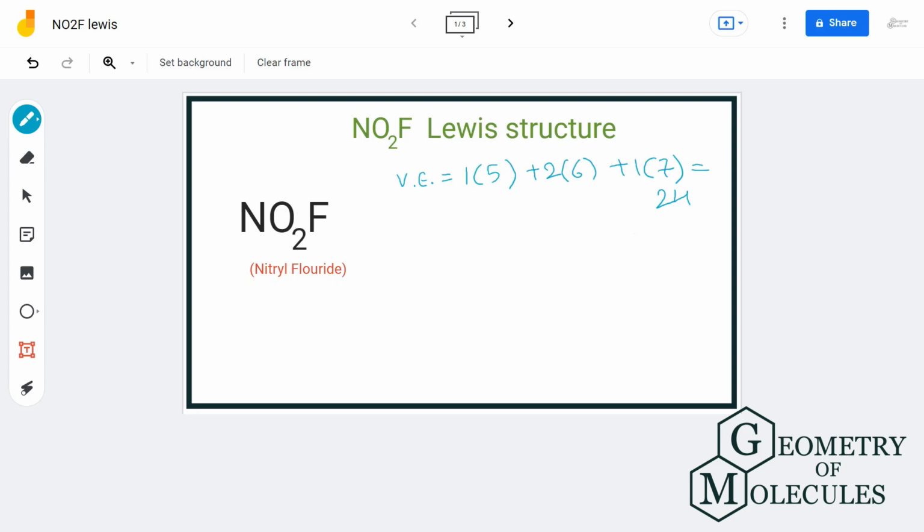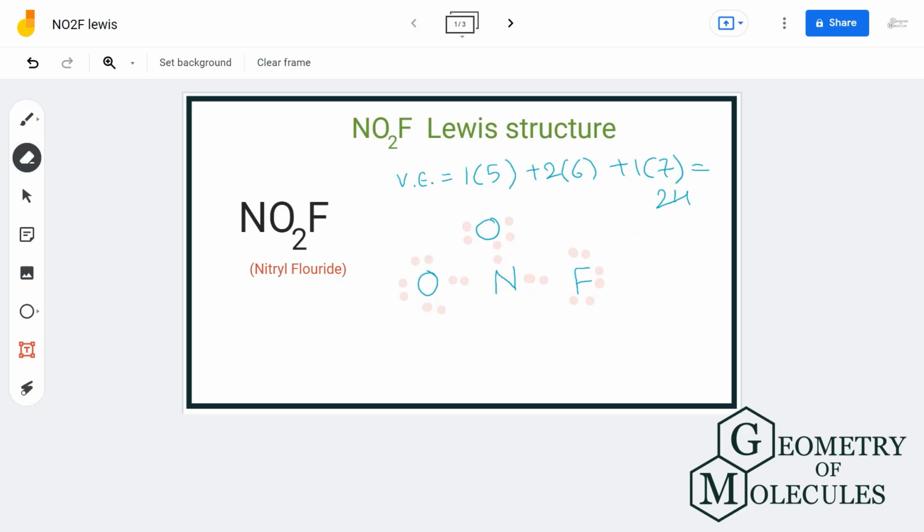For the arrangement of atoms, we will place the nitrogen atom in the center and attach the oxygen and fluorine atoms to it. Now we will place an electron pair in between each atom for bond formation. Now the oxygen and fluorine atoms need 6 more electrons for a complete octet, so we will assign 6 to each atom. We have used all our valence electrons, but nitrogen here still needs 2 more electrons for a complete octet.